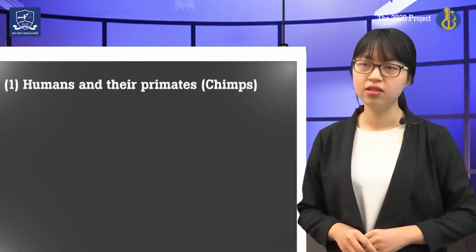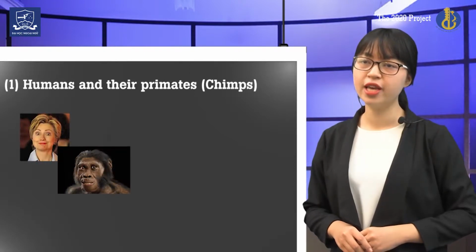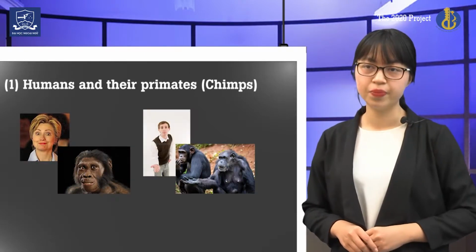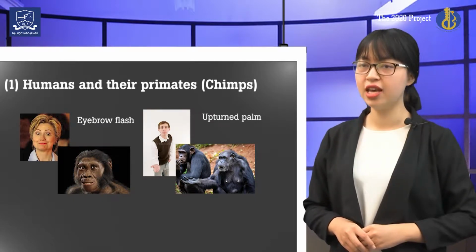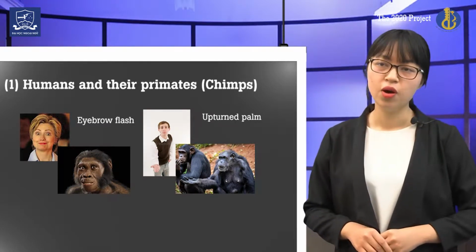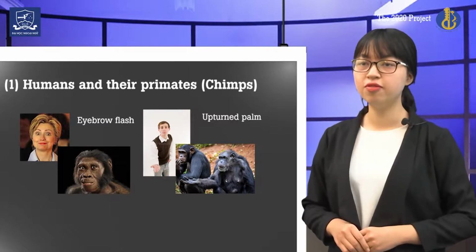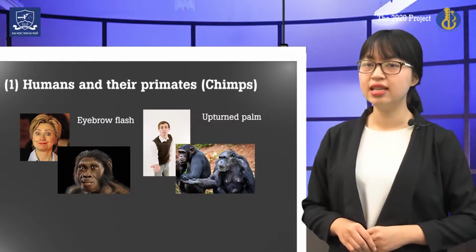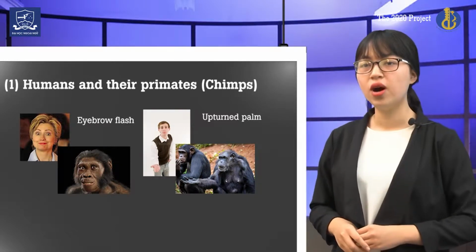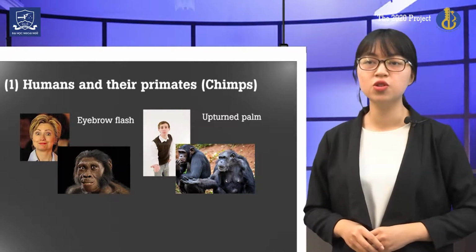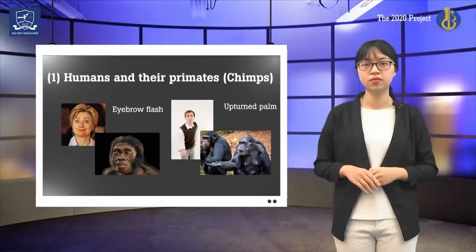The first area, the relationship of humans' behavior to that of primates. Chimpanzees and humans share many nonverbal behaviors. For example, both exhibit the eyebrow flash, a slight raising of the eyebrow that communicates recognition, one of the most basic and universal animals' behaviors.